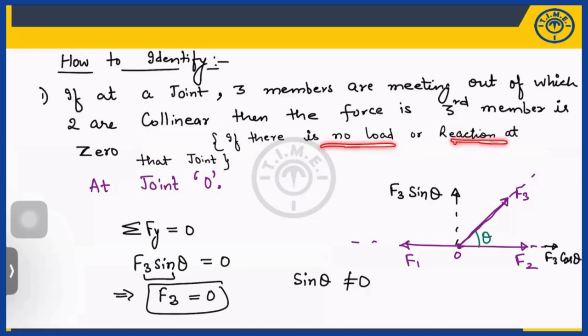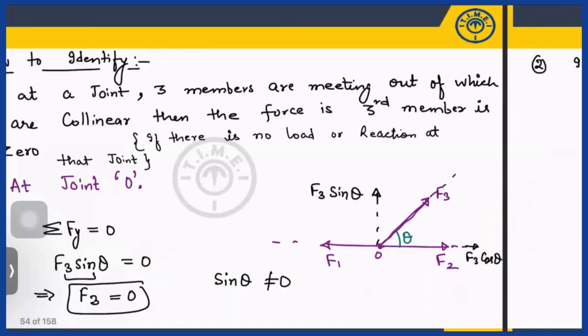If there is no load or reaction at that joint, that means there is no load and the reaction. Because if there is a value, that means F3 cannot be 0. Now, what is the second point?